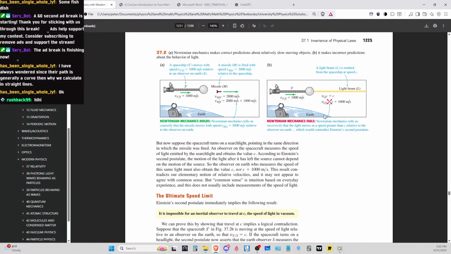Yeah, Newtonian mechanics fail. Newtonian mechanics tells us incorrectly that the light moves at a speed greater than the speed of light relative to the Earth, which contradicts Einstein's second postulate.